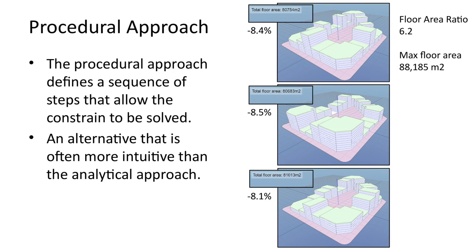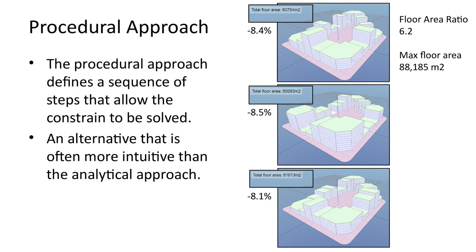In this example, the constraint that we will tackle is the floor area ratio constraint. We will start by using the procedural approach. This approach defines a sequence of steps that allow the constraint to be solved. For example, let's say a site has a floor area ratio of 4. Then the permissible floor area that can be constructed on the site would be 4 times that site area.